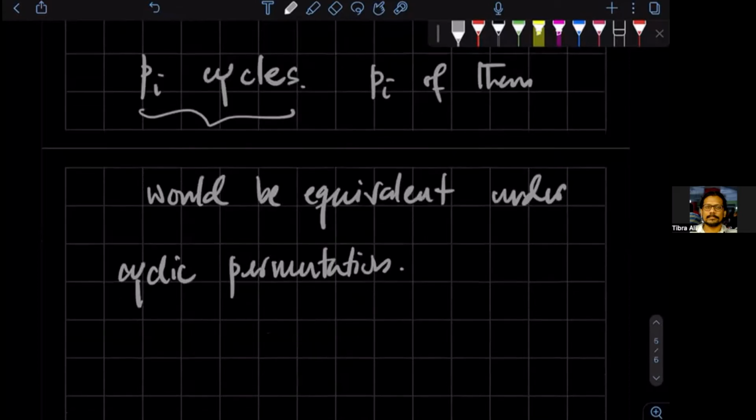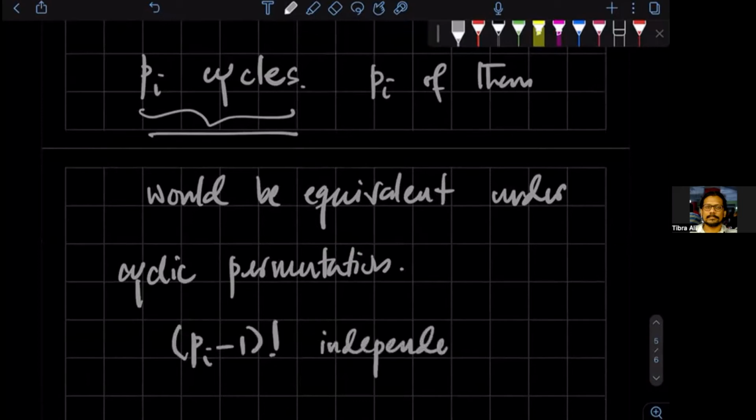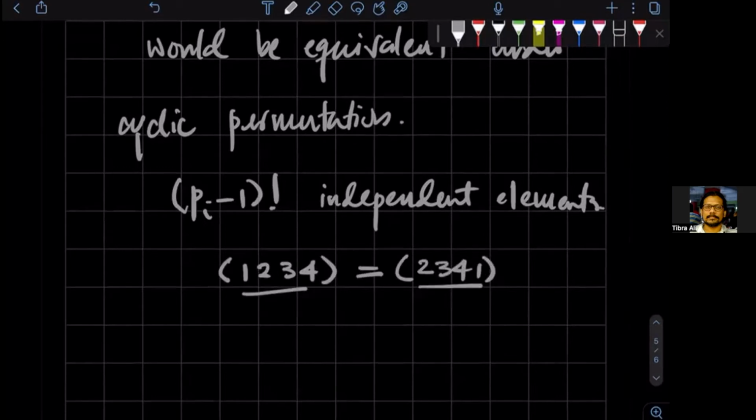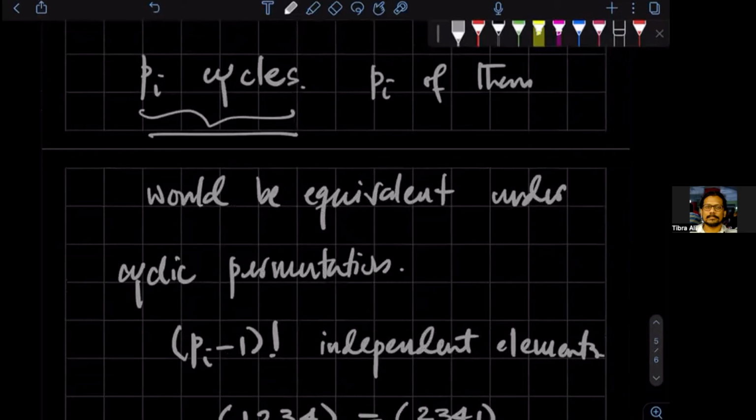That means that for each P_i cycle, we are going to have P_i minus 1 factorial independent elements. What do I mean by this? Suppose I take a 4-cycle, say (1 2 3 4). This cycle is the same as this cycle. These are the same elements, because they do the same thing. That's equal to (3 4 1 2), and that's equal to (4 1 2 3). That's what I mean by, if I take P_i cycles, P_i of them will be equivalent under cyclic permutations.